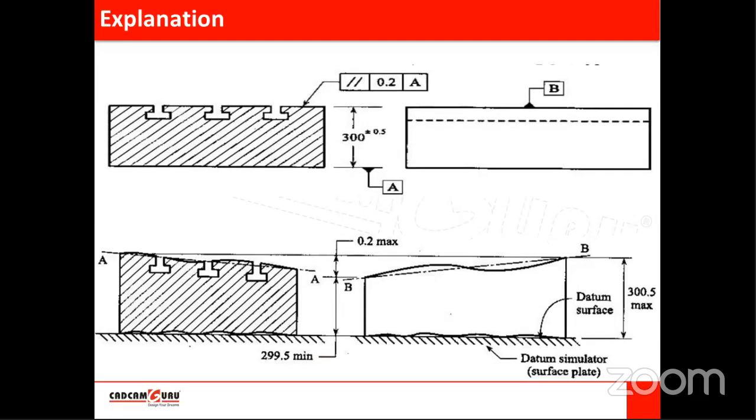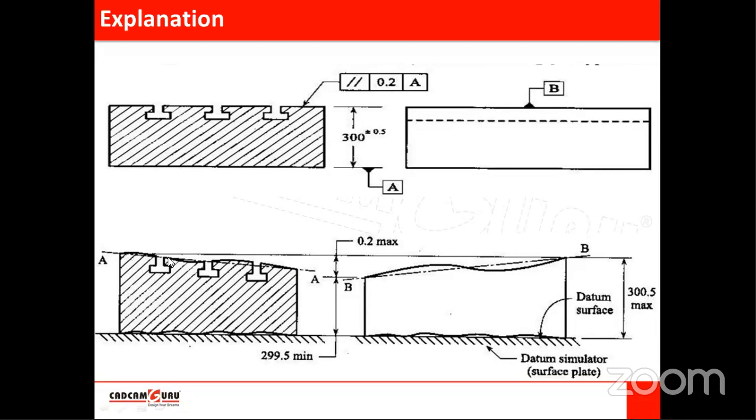So what is the explanation? We have discussed it in short. Just similar to flatness, here we will measure the higher point and lower point from different orientations. Suppose this is the side view and this is the front view. So we will mark the orientation. What is the orientation of this surface? Here we have marked point AA. This AA line is just to indicate the orientation of this surface.